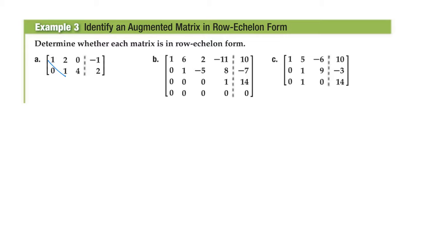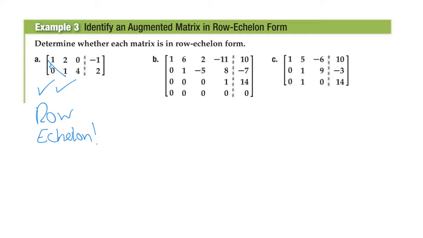And is there a 0 below the leading 1? Yes, it is. And that's all we have. We don't have any empty rows. So it qualifies on both of those. So it is in row echelon form.